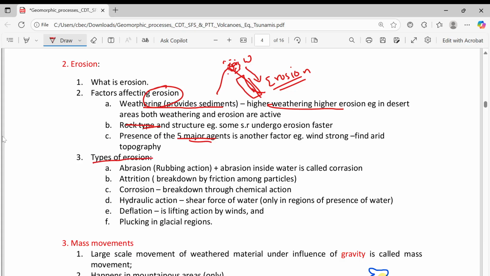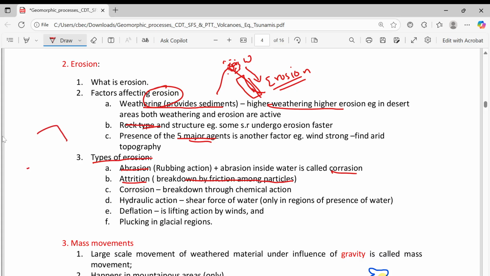Then types of erosion. There is abrasion. For example, one surface is there, you hit that surface repeatedly. That is rubbing. That is abrasion. If you do this rubbing in water, that is like the reverse. That is called corrosion. Then attrition. Attrition means breakdown by friction among the particles.